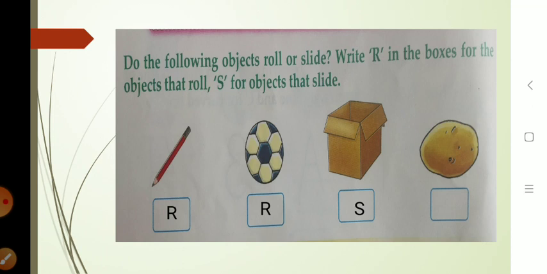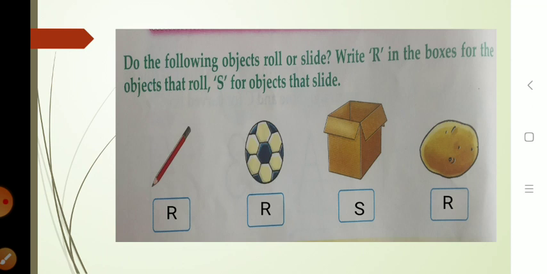Now the next one, potato is given. It is easily available at your home. So just push it. What will happen? The potato will go round, rolling. So you have to write R here. You have to copy down these answers in your textbook.